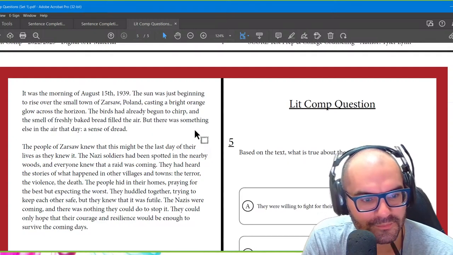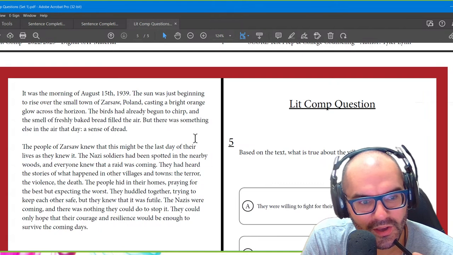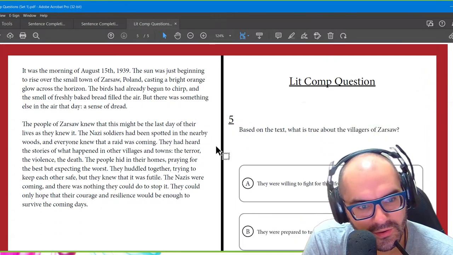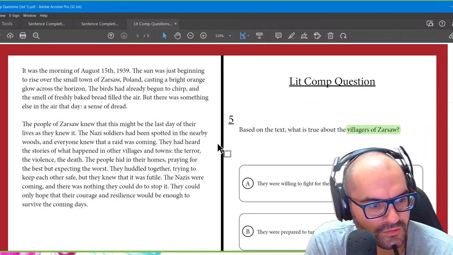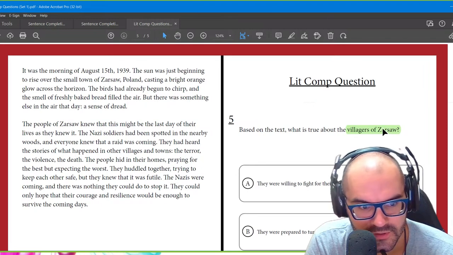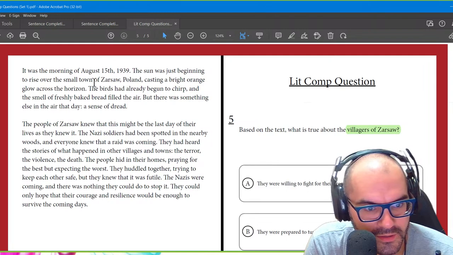Let's look at the last one here, then we'll wrap it up. We're looking at the villagers of Zarso. I might use these words to help me look specifically at things in the text.